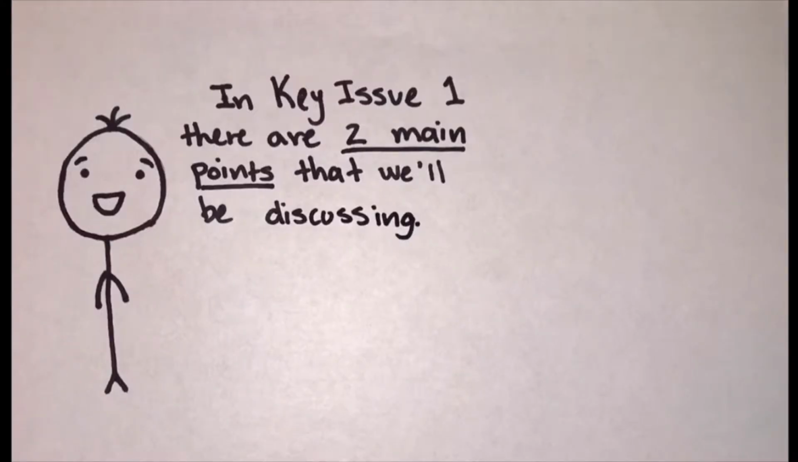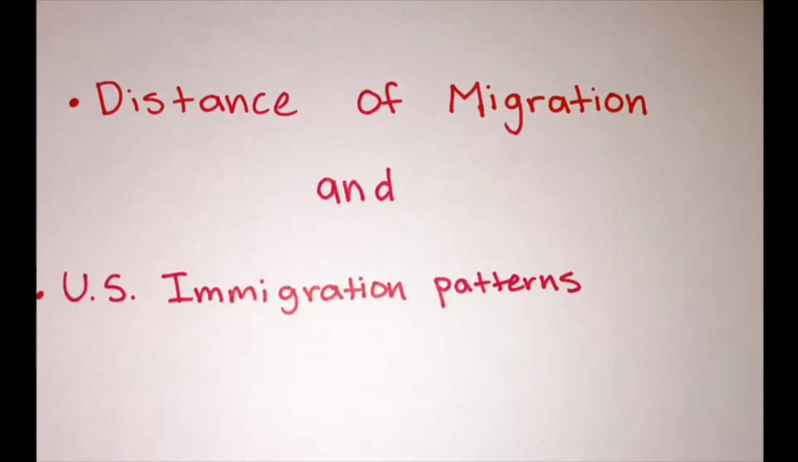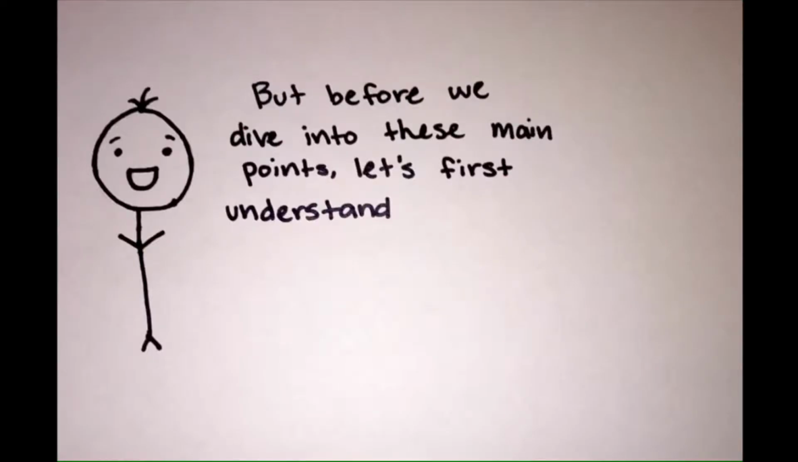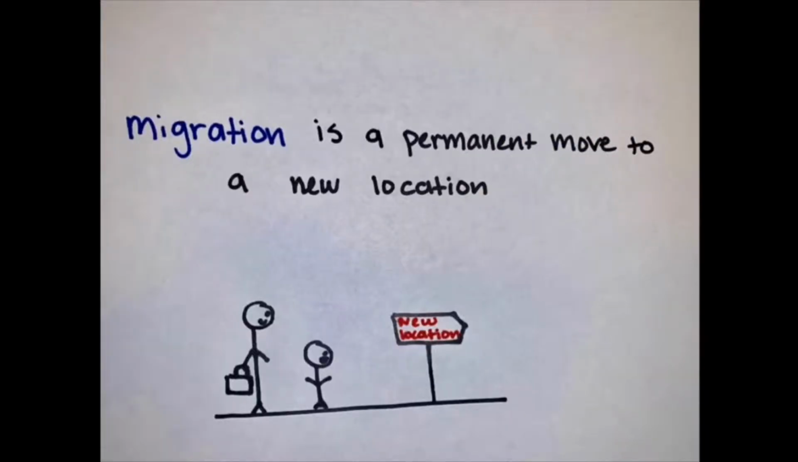In Key Issue 1, there are two main points that we'll be discussing, which are distance of migration and U.S. immigration patterns. But before we dive into these main points, let's first understand what migration is. So what is migration? Well, migration is a permanent move to a new location. It's a form of mobility which varies in many ways.